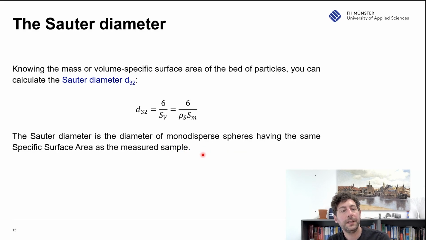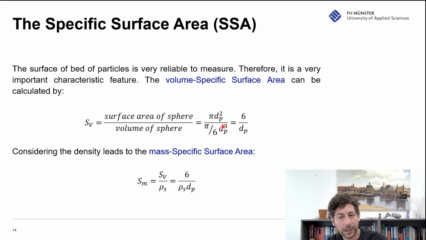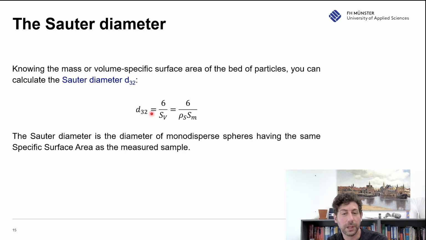And with this we can calculate the so-called Sauter diameter. Knowing the mass or volume specific surface area of the bed of particles, you can calculate the Sauter diameter d32. Why d32? Because if you look back, 3, 2, volume to surface. This is 3, 2. And this is the equation for the Sauter diameter.